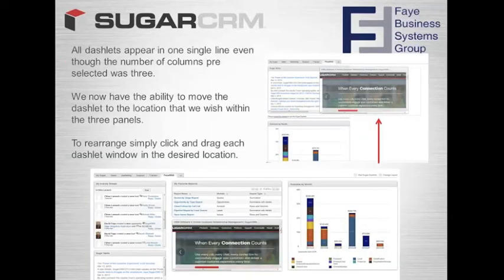Now I have the ability to move the Dashlets into one of the columns and into a position that I want to see it. To rearrange the Dashlets into these positions, we simply click and drag on each Dashlet and drop it into the desired position. As you can see in the picture below, I've now maneuvered all my Dashlets into 3 separate columns.